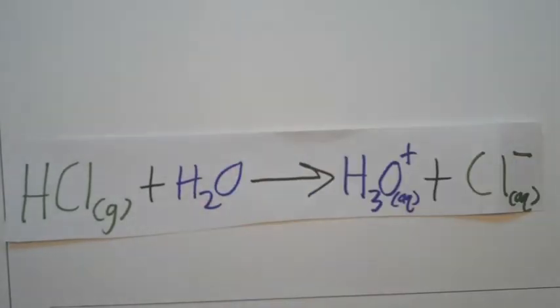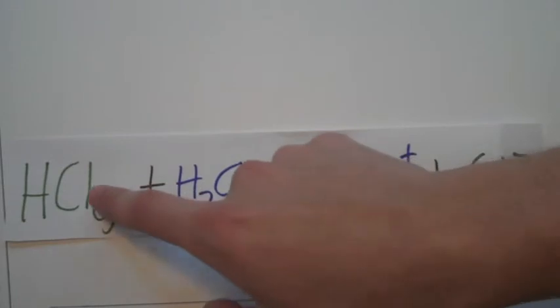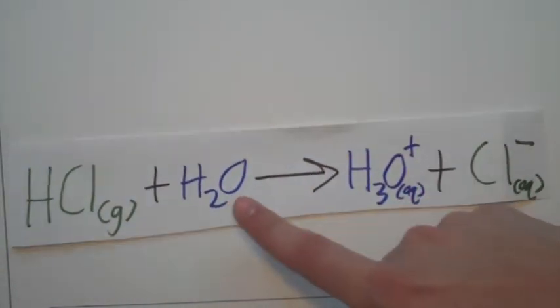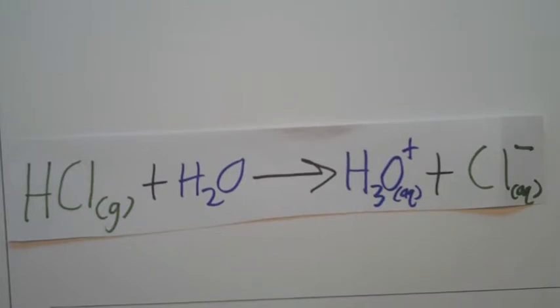If we look back at our example with the HCl and water, we see that the HCl donates a proton to the water, making HCl our acid. The water in this reaction has accepted the proton from the hydrochloric acid to form a hydronium ion. This makes water our base.